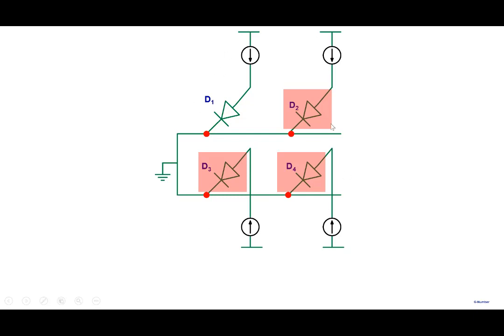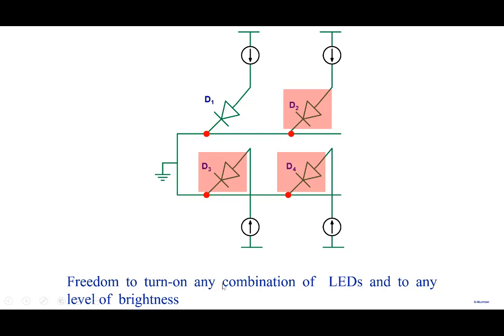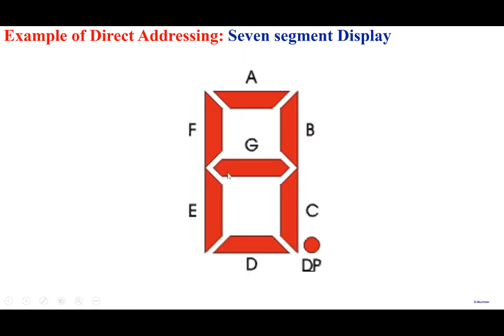But there's a problem. We have freedom to turn on any combination of LEDs and any level of brightness. But before that, this is what we use in 7-segment displays. When you come to the lab next semester, you will see these are very, very simple displays. They are called 7-segment displays because there are 7 LEDs. Each one of them, A, B, C, D, E, F, G is an LED. So you can turn any LED on selectively, and display any digit here.